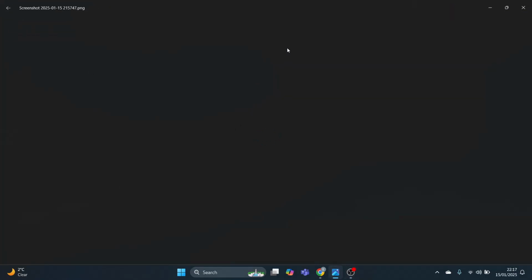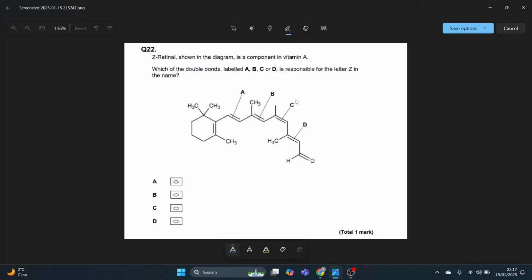Question 22. This looks like a very unique question. Z-retinol, shown in the diagram, is a component in vitamin A. We don't even need to know that. Which of the double bonds labeled A, B, C, or D is responsible for the letter Z in the name? Oh, actually, we just need to know Z-retinol.